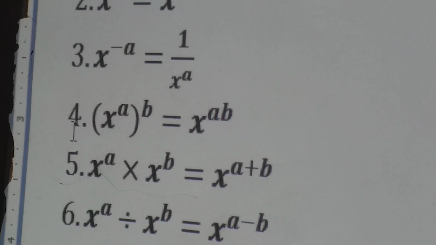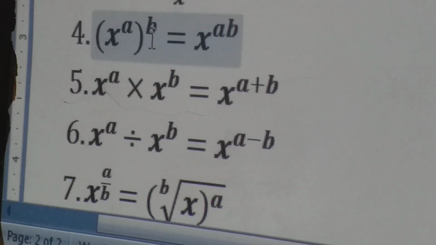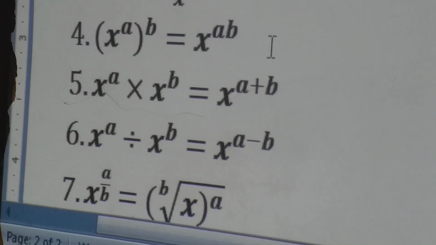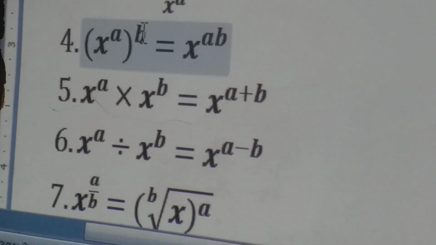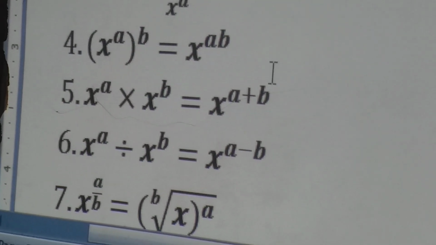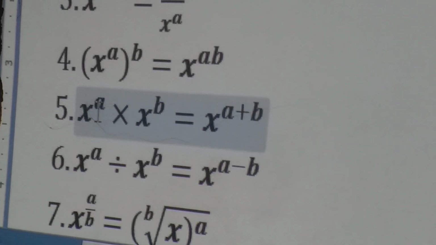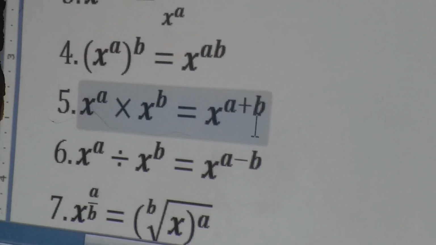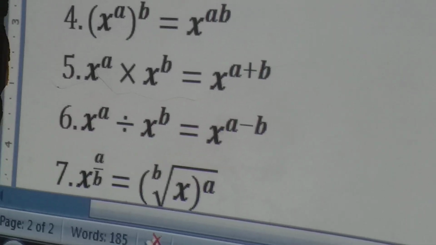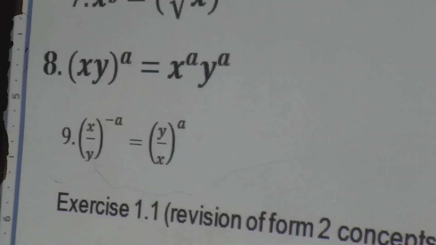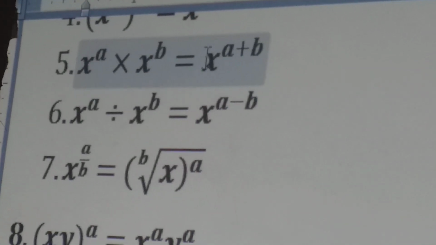Number 4: x to the power a, in brackets, to the power b is equal to x to the power ab. When one power is inside the brackets and another power is outside the brackets, you multiply the powers to get a single power. Number 5: x to the power a times x to the power b is equal to x to the power a plus b, which means when multiplying numbers of the same base, you just take the base once and you add the powers.